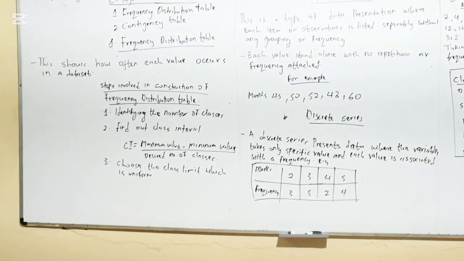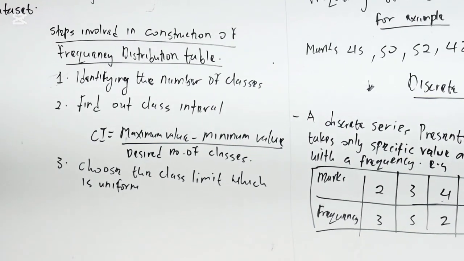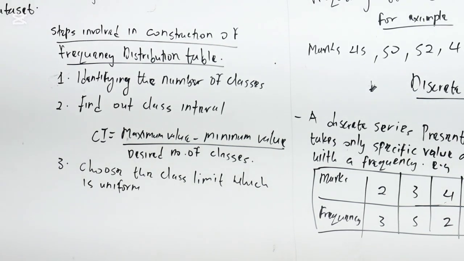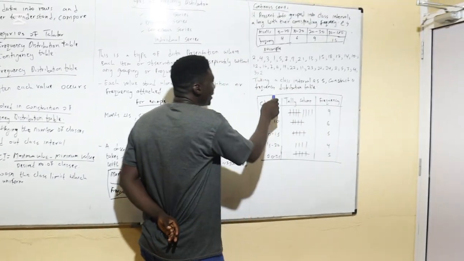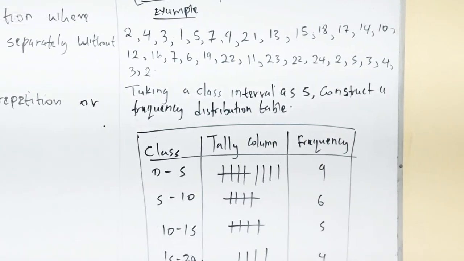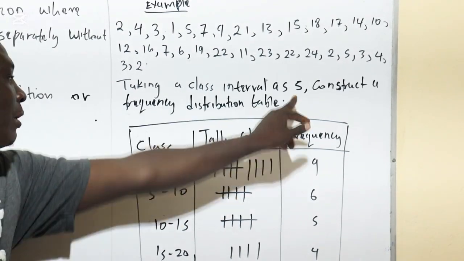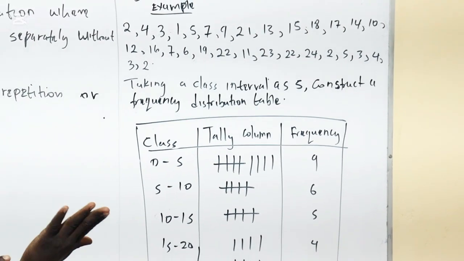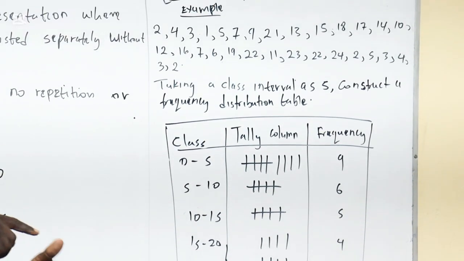Now, in most questions we'll be given an already existing interval. For example, in this question, if we read it, we have been given these values, and we take a class interval of 5 to construct a frequency distribution table. So already we have been given an interval of 5. For example, 0 to 5 means we sample 0, 1, 2, 3, 4, and 5.